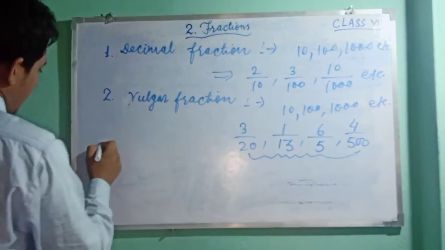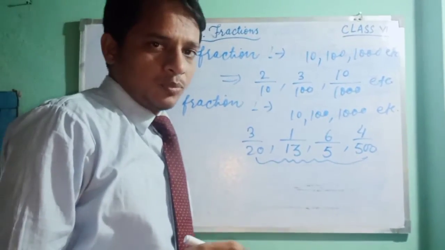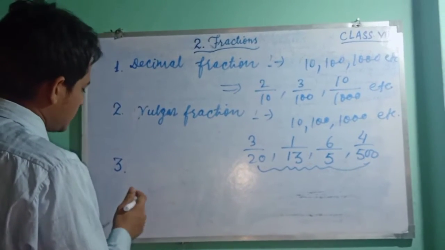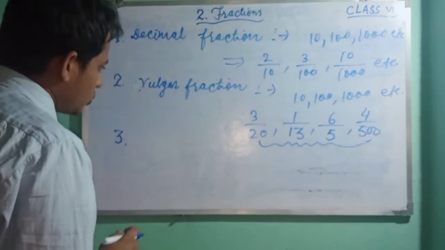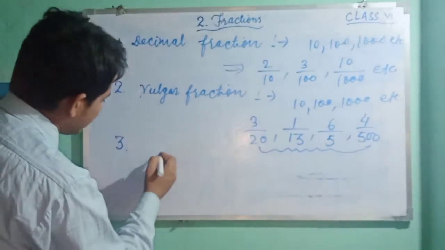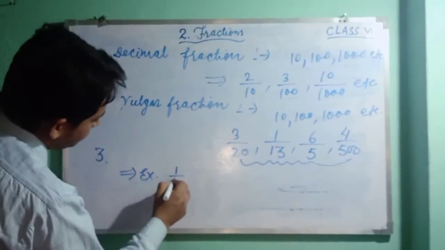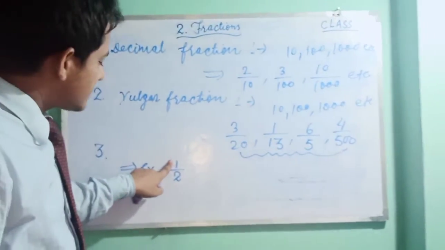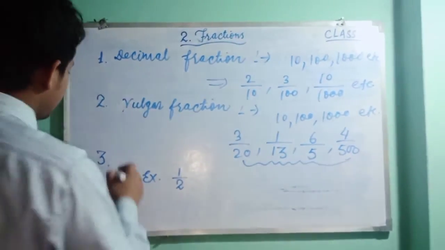Now next, third point, proper fraction. What do you mean by proper fraction? A fraction whose numerator is less than its denominator. A fraction whose numerator is less than its denominator. Now see examples, 1 by 2. Here a fraction whose numerator is less than its denominator is called a proper fraction.